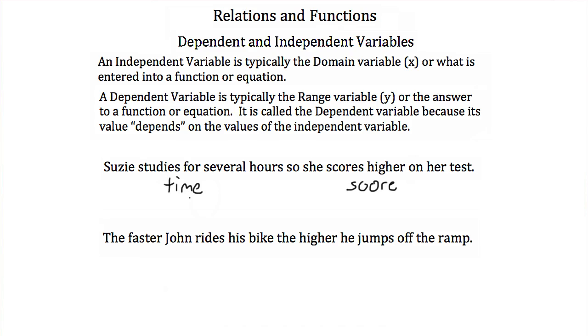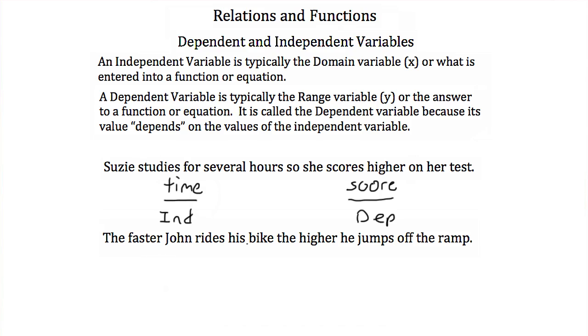Well, the more she studies, the higher she's going to score. And she usually studies before she takes her test, so her score can't influence the amount of time she had studied previously. So therefore, the score is dependent upon the amount of time that she studied. So time is our independent variable, and score is our dependent variable. Let's do one more example.